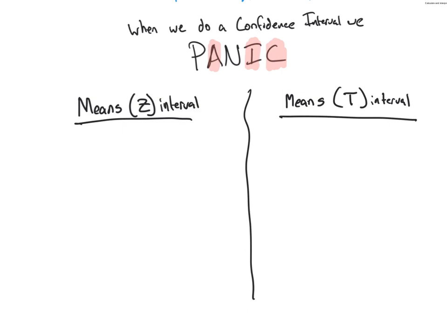A Z interval for means means that we're doing normal curves, right? And a T interval for means means that we're using the T distribution. Remember, back in chapter 7, we talked about this thing called a T distribution, which is a distribution that wants to be normal, but it's not. It's kind of normal, but it's not truly normal. It's its own little thing. It gives us more room for error. So we're going to have these two different pieces.